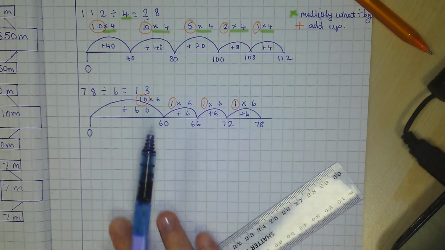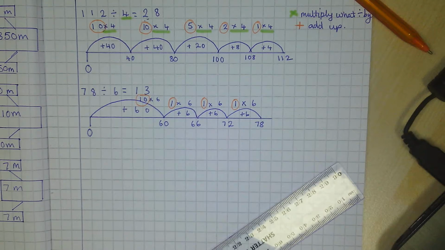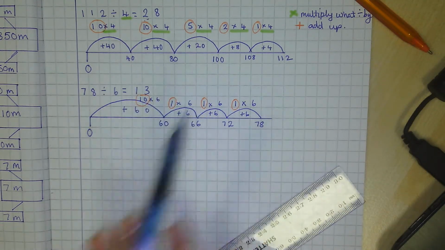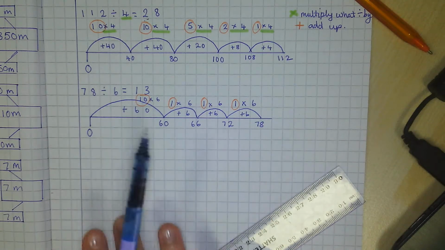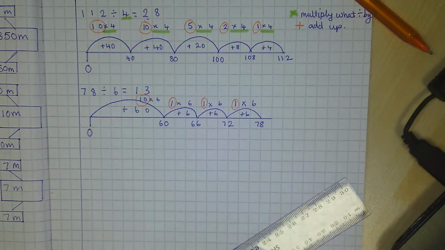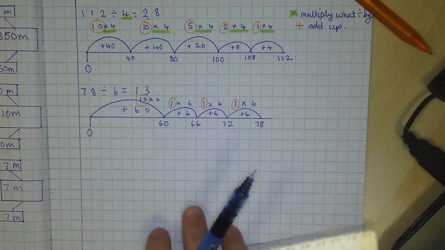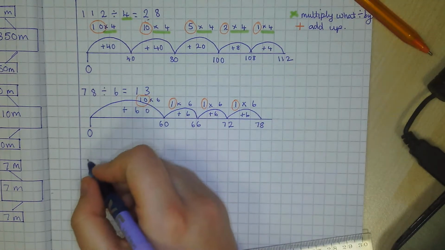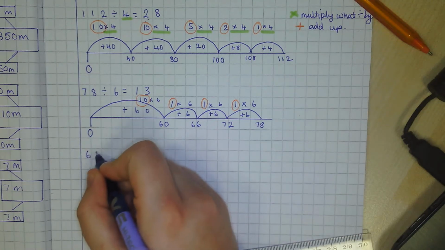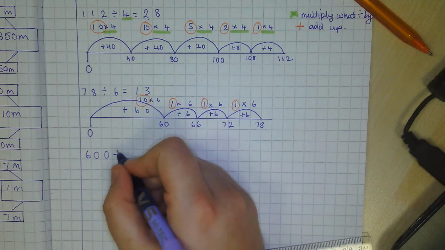So your arithmetic in the morning should be done using mental maths. Obviously, if you want to work it out, that's fine, and jot things down, that's also fine. But this is a really good way of doing it in your head. Now, I'm just going to show you a bigger number that you can do. So one of your questions today was 600 divided by 4.